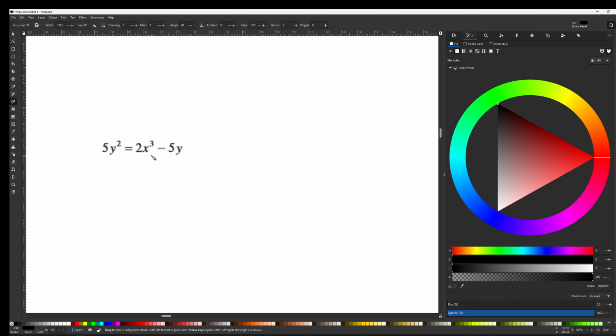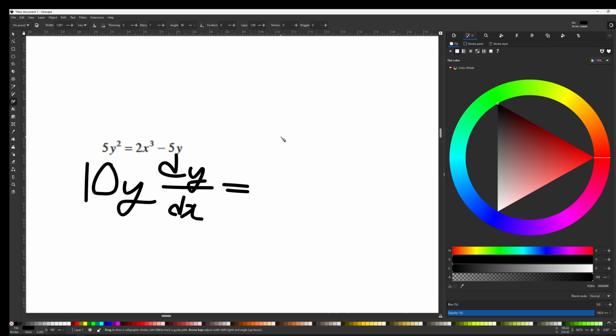Okay, time for our next one. 5y squared is equal to 2x cubed minus 5y. Let's differentiate this one again. So the derivative of 5y squared is just going to be 5 times 2y, which is 10y. Remember, since we differentiate with respect to y, dy/dx as always.